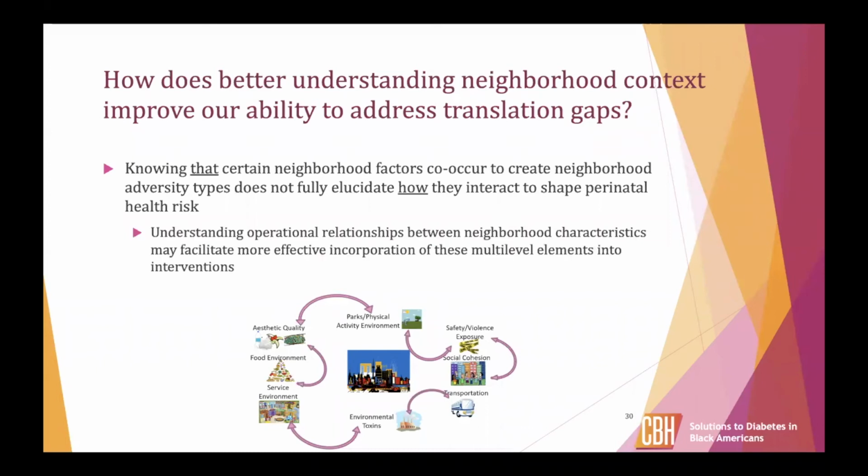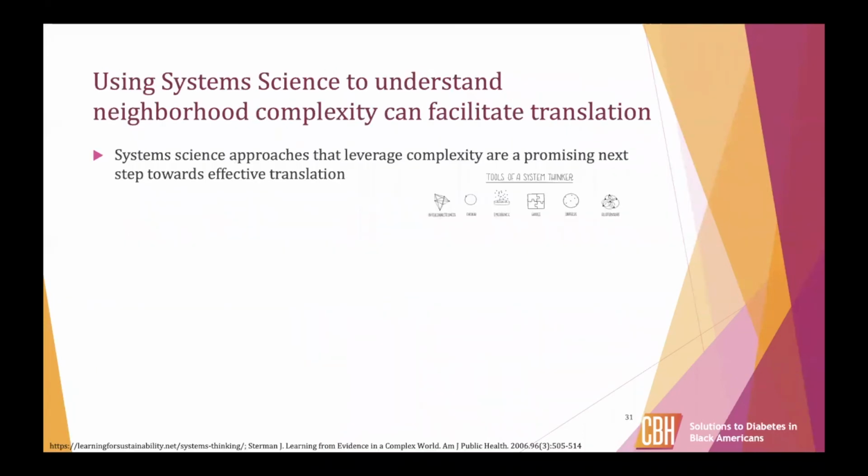And it really highlights that understanding the operational relationships between neighborhood characteristics may facilitate more effective incorporation of these multi-level elements into interventions going forward. And so that actually led me, being able to identify these relationships more than just saying these things co-occur together, has really shifted my work toward understanding how to use system science to better understand the nuances of this neighborhood complexity. System science approaches leverage and embrace the ability to model complexity.